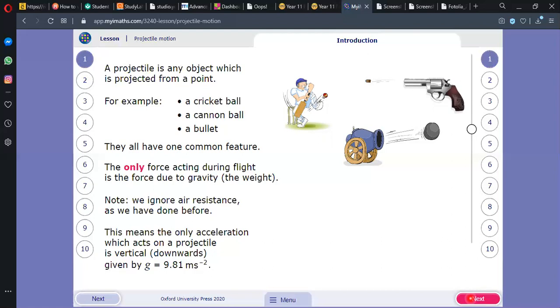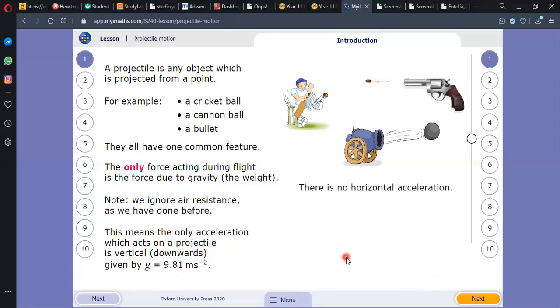So there is an acceleration due to gravity that is always acting on a projectile. That is given as the small letter g, which is 9.81 meters per second squared to 2 decimal places. In some textbooks, they might give it as 10 meters per second squared to the nearest whole number.